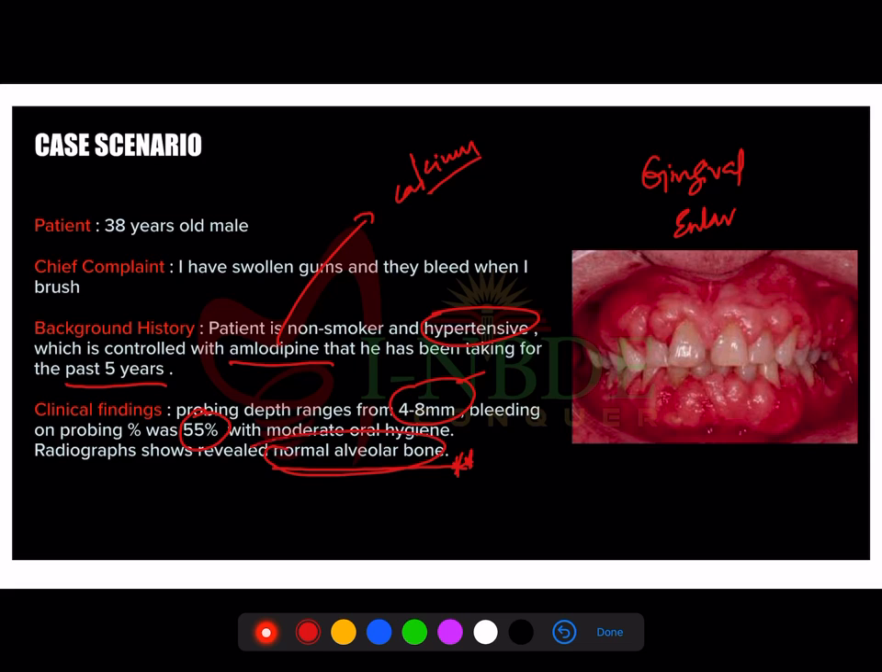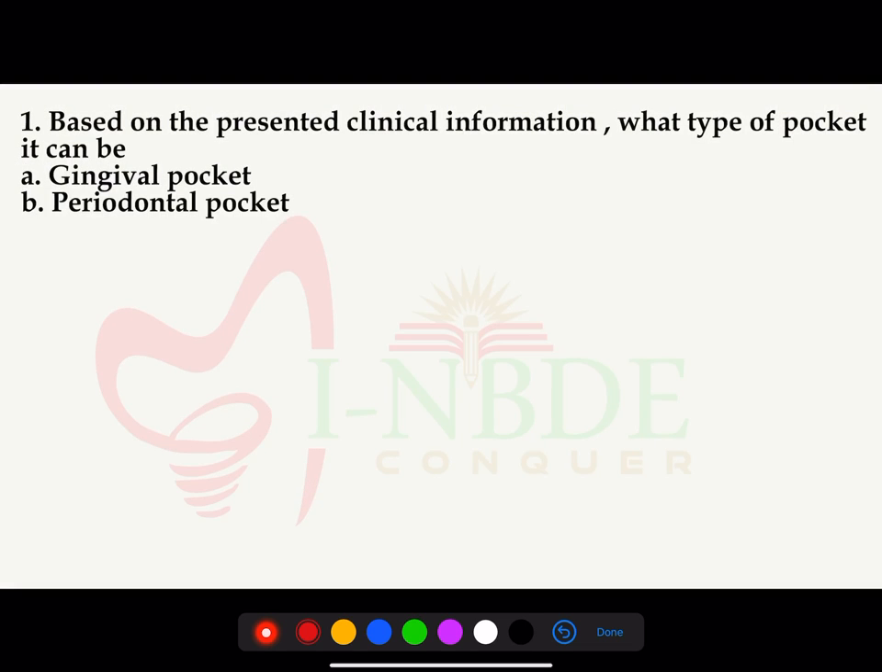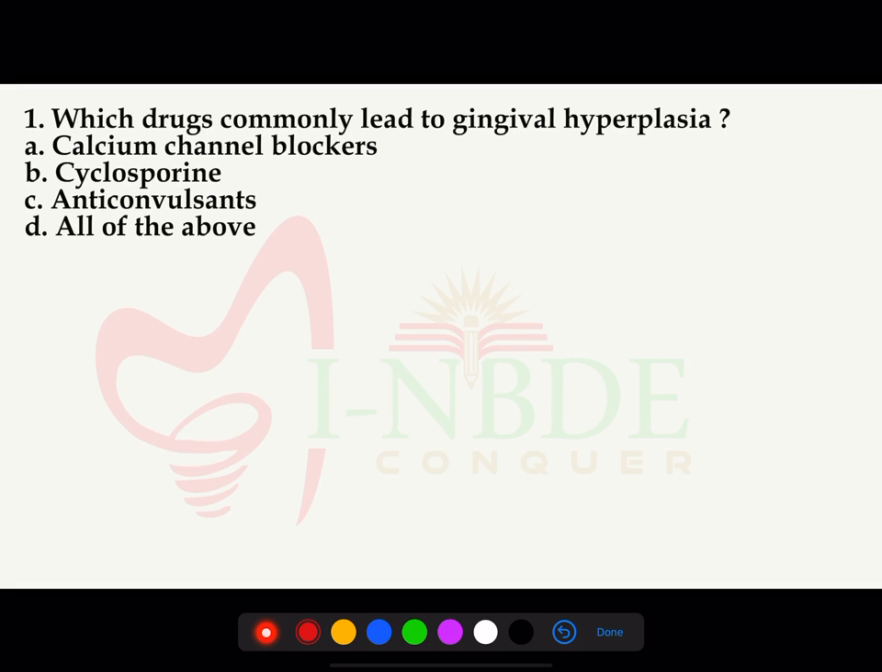We'll go through the questions that are given in this case scenario. Question number 1, basing upon the present clinical information, what type of pocket is it? It is a gingival pocket. Why not a periodontal pocket? Because there is no bone loss. You need a bone loss for a periodontal pocket. So the answer is A. Simple. Go for the second question.